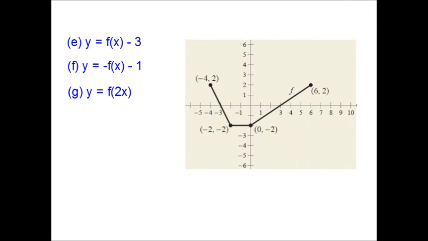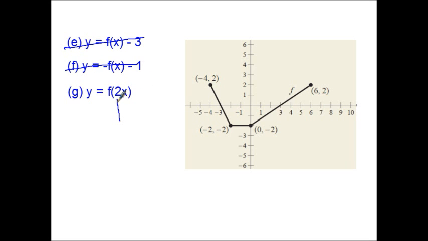Okay, now parts E, F, and G. Basically the E, we've got a -3, which is just down 3, and I think we did one like that, so I'm just going to skip it. The one we just did is very similar to this one. I'm going to flip it upside down, and I'm also going to shift it down 1, and I think you can probably handle that without me talking through it.